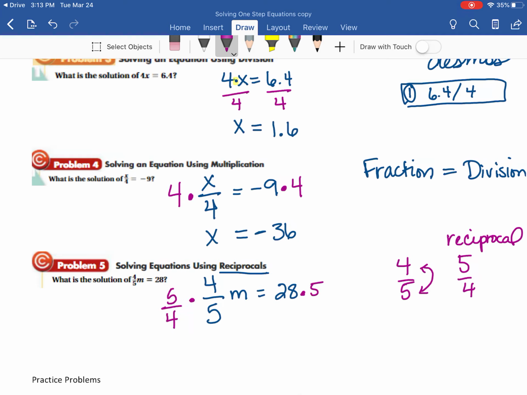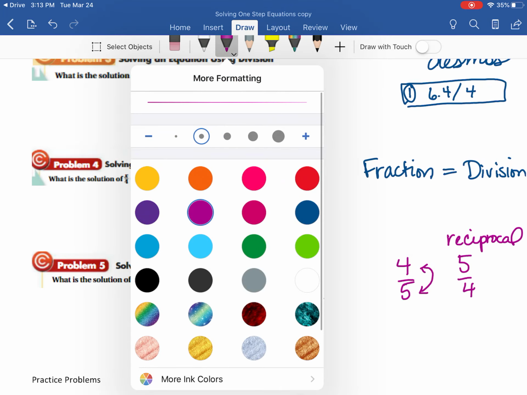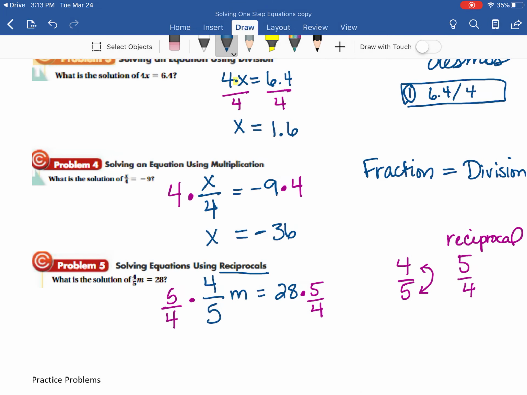So 28 times 5/4. Well, I know 28 divided by 4 is 7, and 7 times 5 is 35. You can check that in your calculator by typing in 28 times 5 divided by 4, and it should give you 35. I will double check that. Yes. So m is 35.